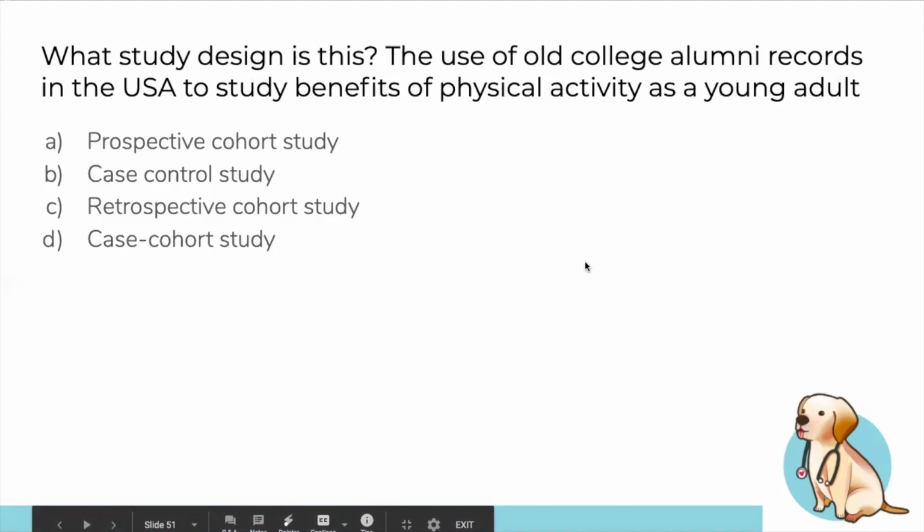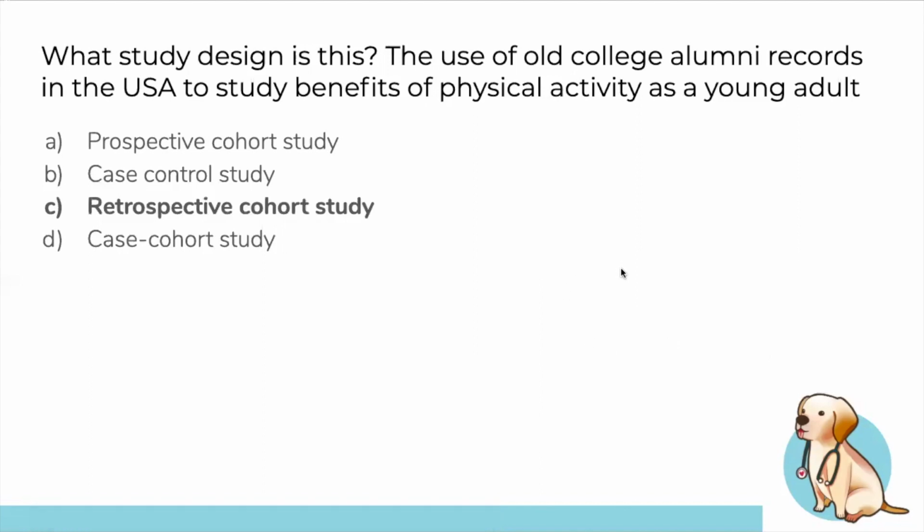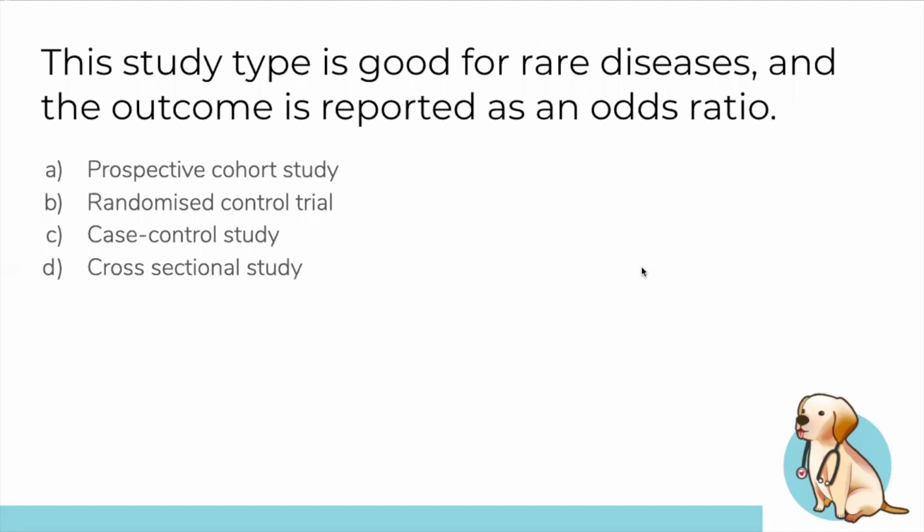Yeah, that's it. Retrospective cohort study. Well, essentially it's just because you're using past records that are pretty comprehensive. It's retrospective just because you already have those records. Okay, next one. So it's good for rare diseases and the outcome is reported as an odds ratio.